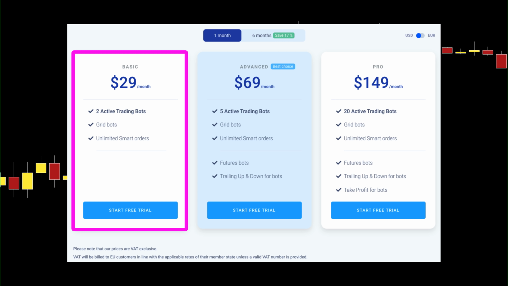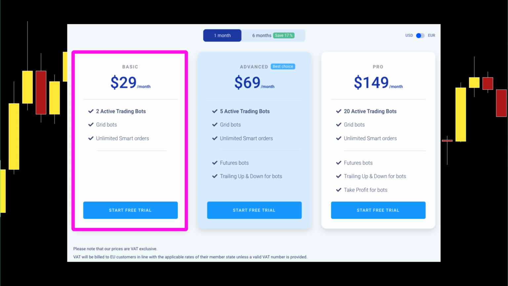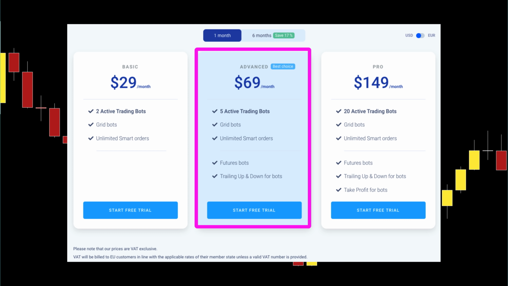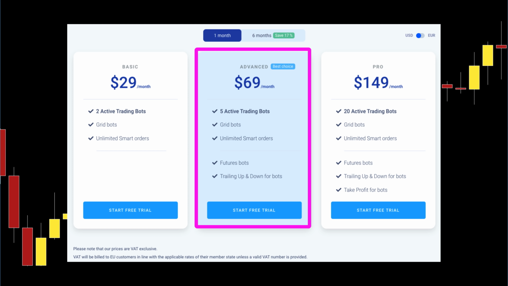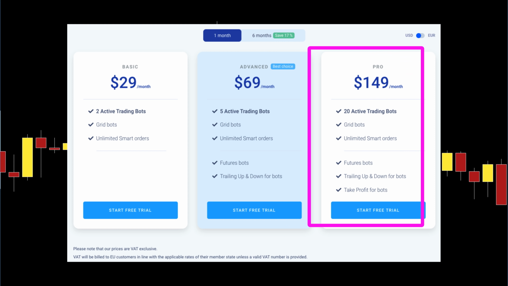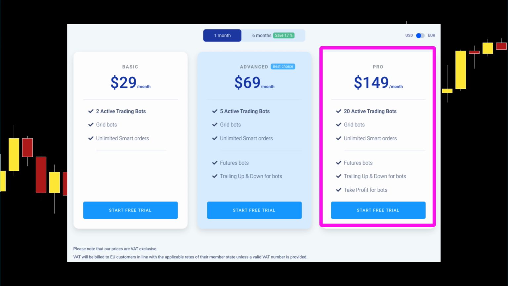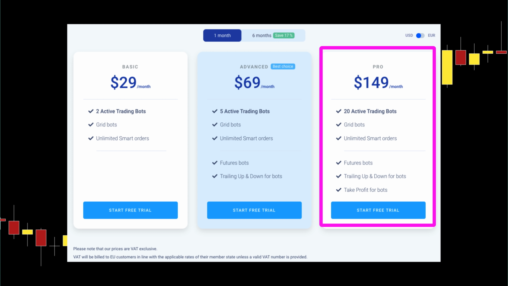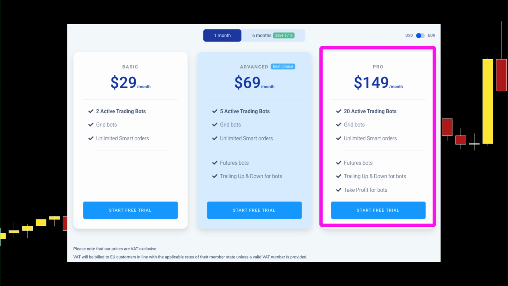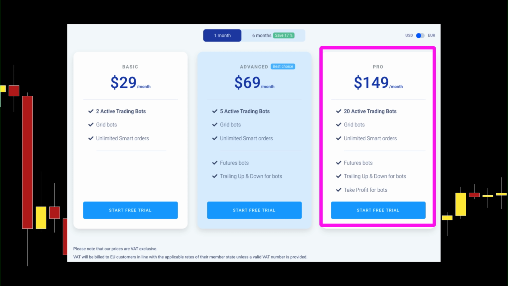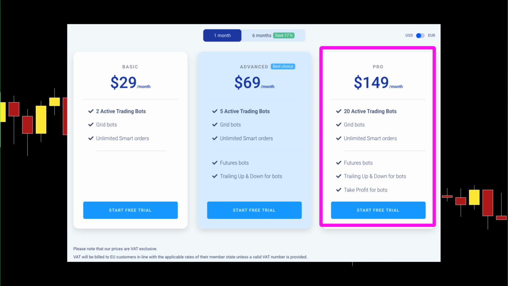The basic plan, which includes 2 bots, is $29 per month. The next plan up includes 5 active bots, and I think that is a sweet spot to diversify properly. And finally, there is the Pro plan, which is what I have. That costs $149 per month, which uses 20 active trading bots. This would be for larger trading accounts that need to diversify their exposure for more instruments.